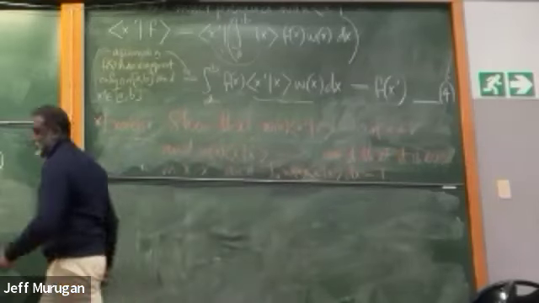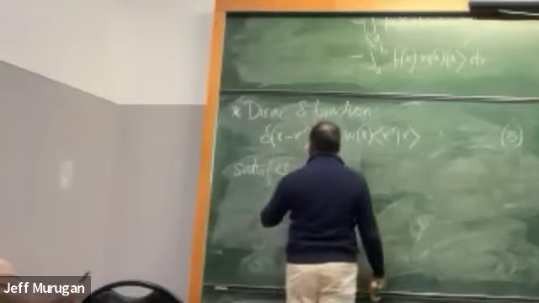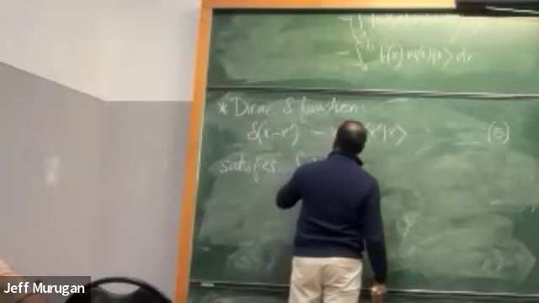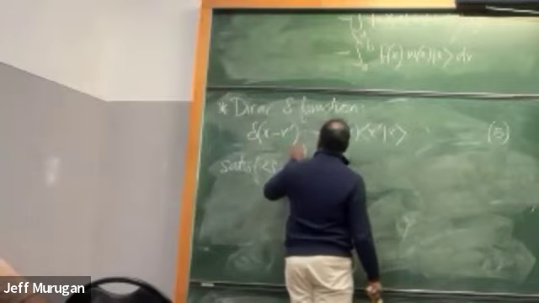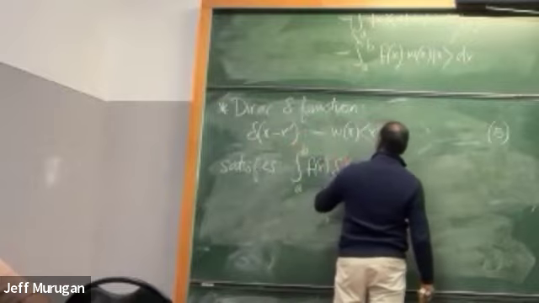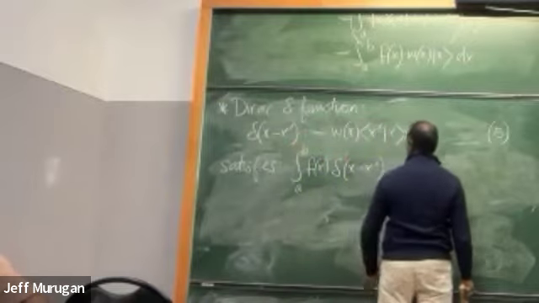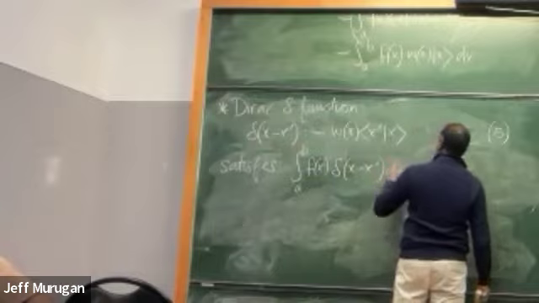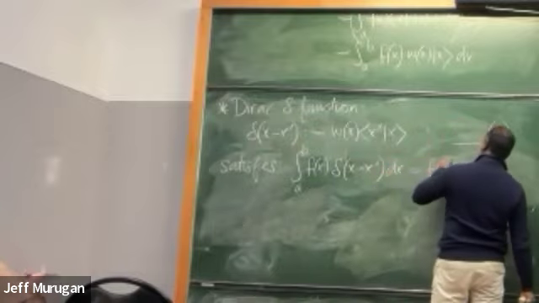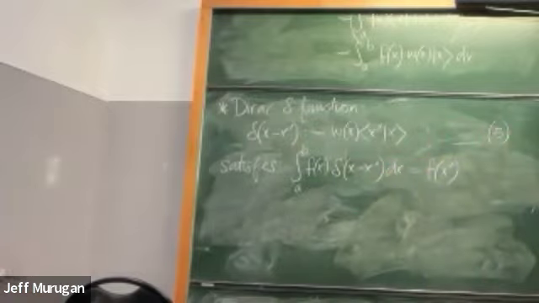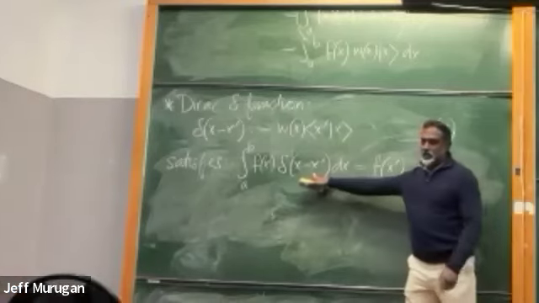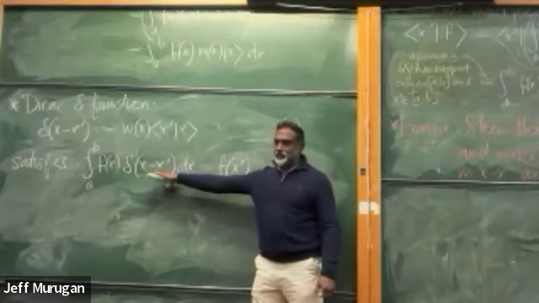And it satisfies the property that if I integrate f of x over its domain support against this x minus x prime, then it's a sampling function that samples the function f at the other variable x prime of this expression.